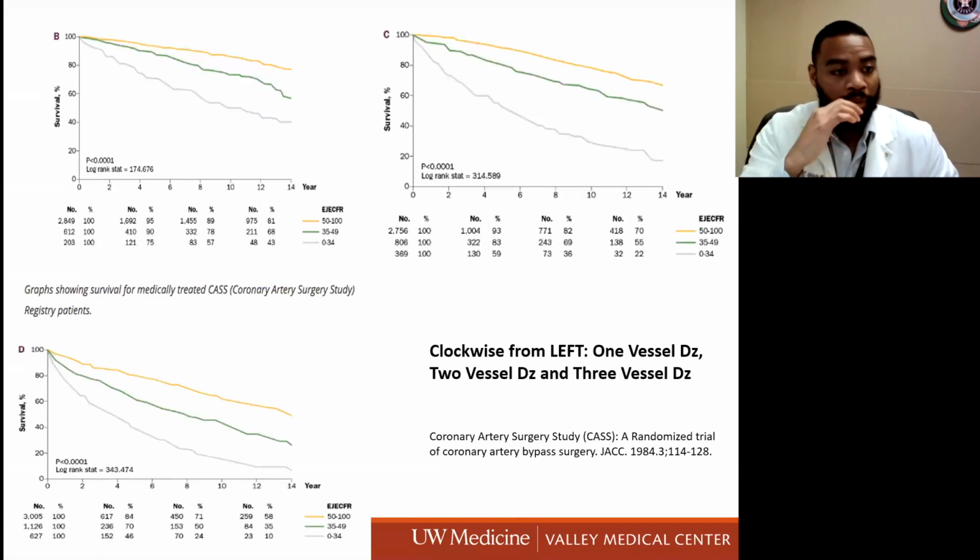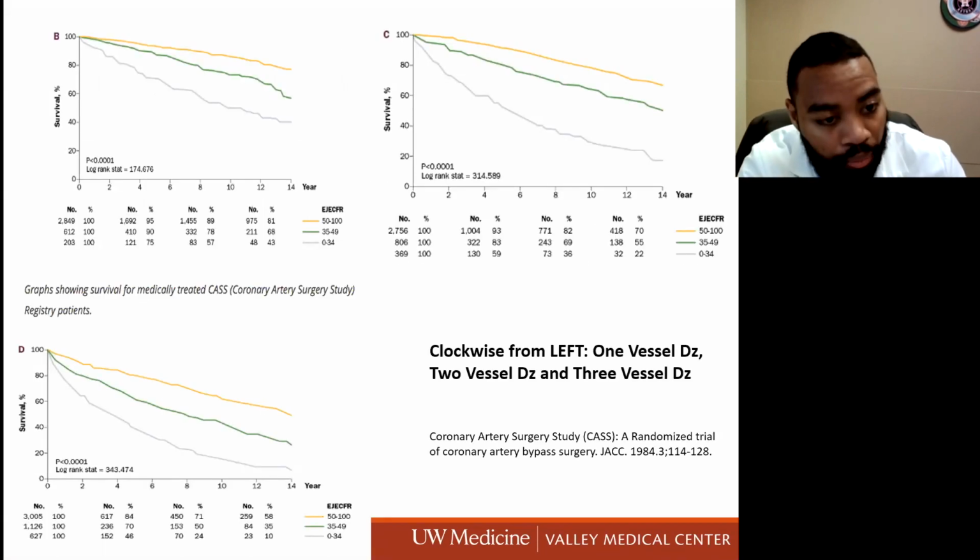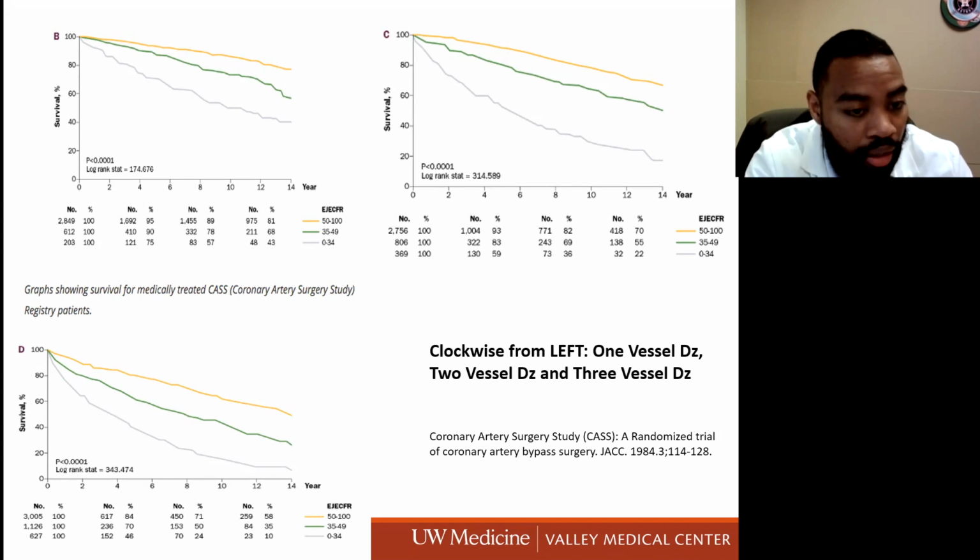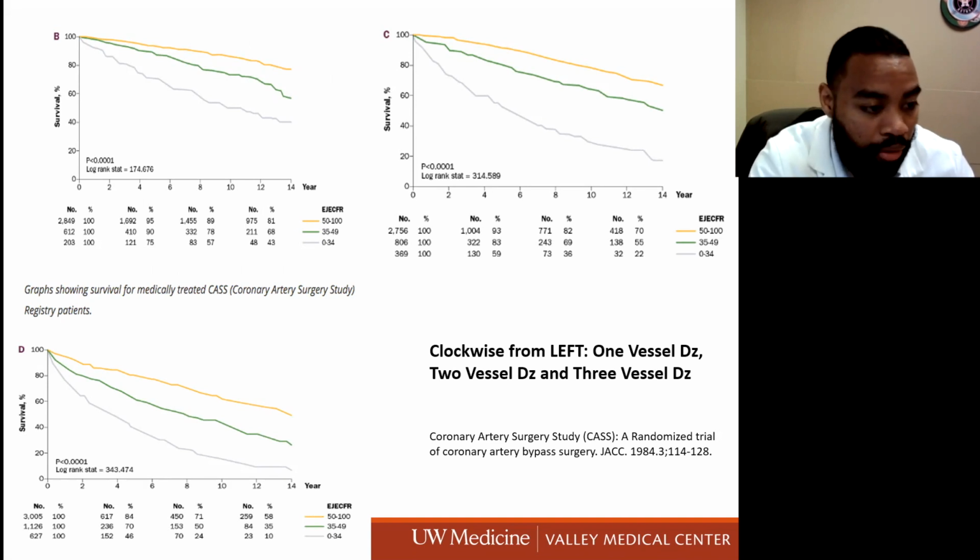So on this slide, there are 3 graphs. Going clockwise, the top left are patients who have 1 vessel disease, top right are patients who have 2 vessel disease, and bottom left are patients who have 3 vessel disease. Each of these colored lines represents the ejection fraction of the patient. So yellow is normal, green is mildly to moderately reduced, and gray is severely reduced.